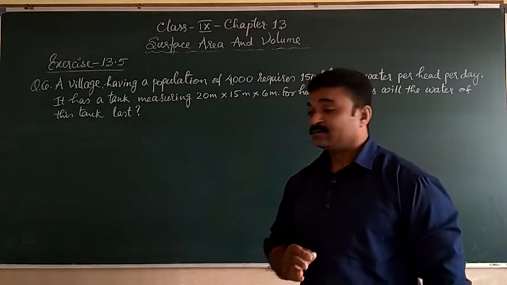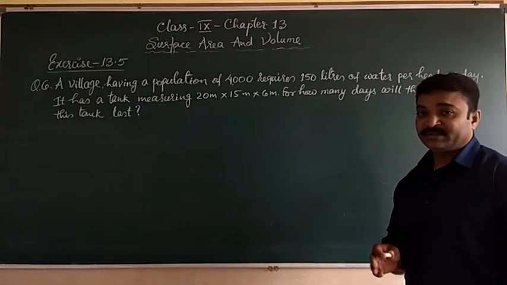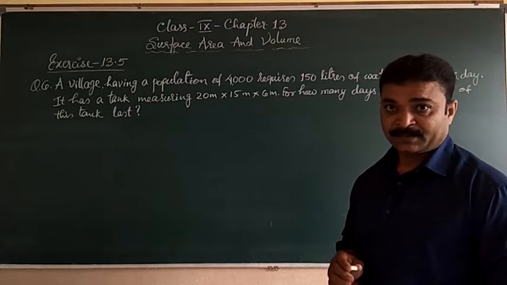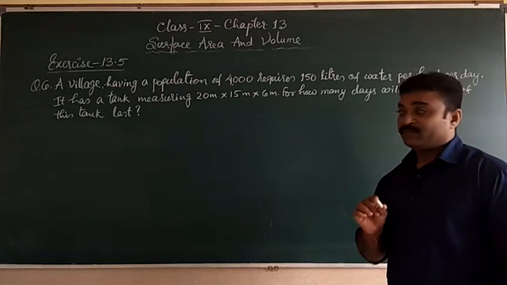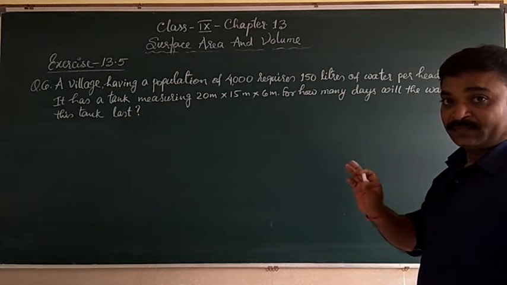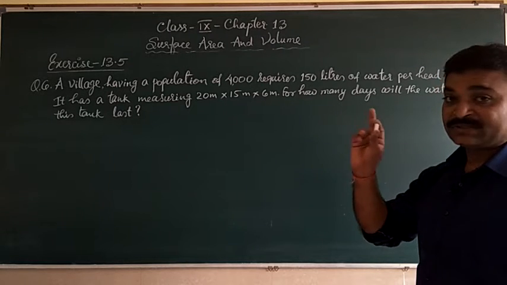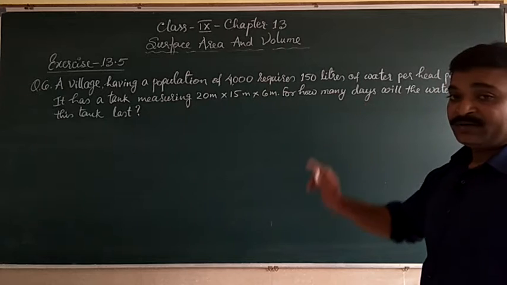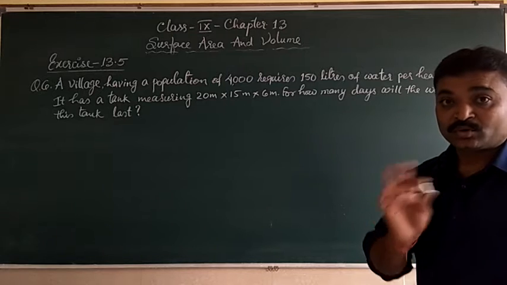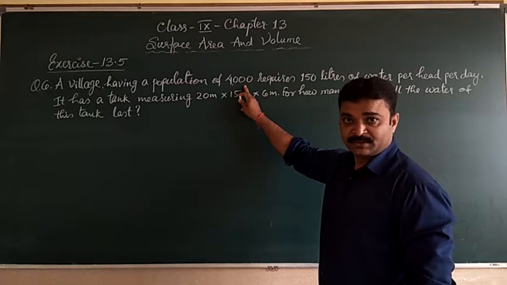First of all, you have to understand what is given and what we have to find. We are given that in a village the total population is 4000, and each person will have 150 liters of water per day. That means each of the 4000 persons needs 150 liters, so how much total water is needed? 150 into 4000. Understood?